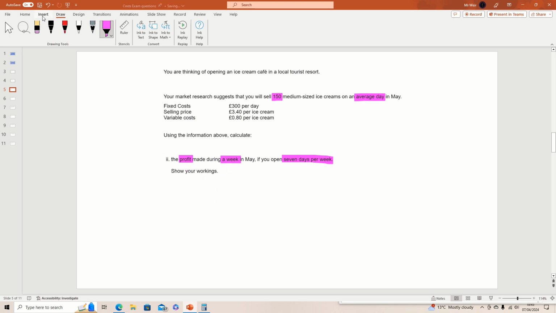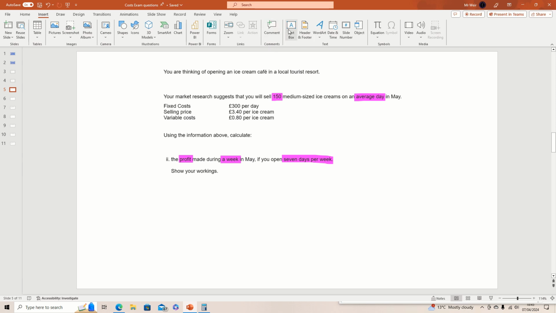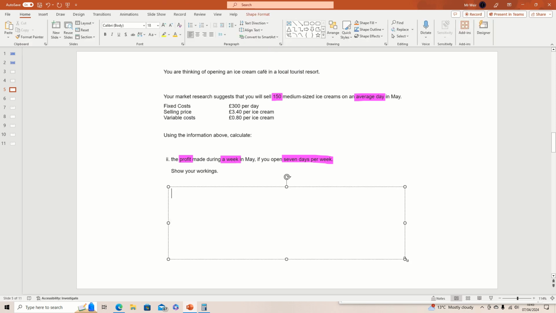It's asking for the profit. So in order to work out profit, we need to do a certain calculation. The calculation that you need to remember is that profit is equal to your revenue minus your total costs. So in this particular case, we can put in some of the values. First of all, we need to work out what revenue is.